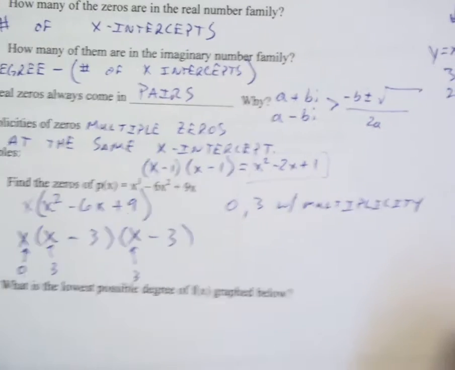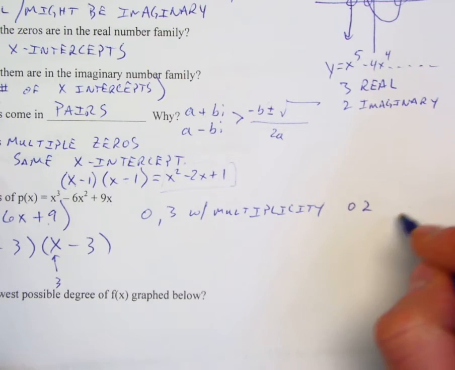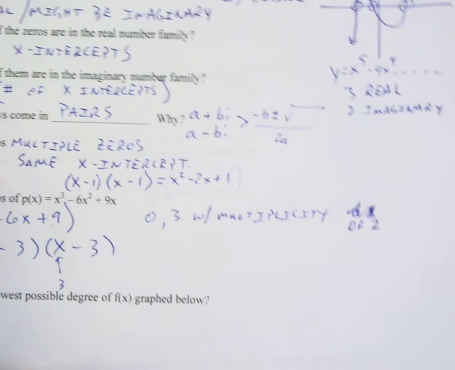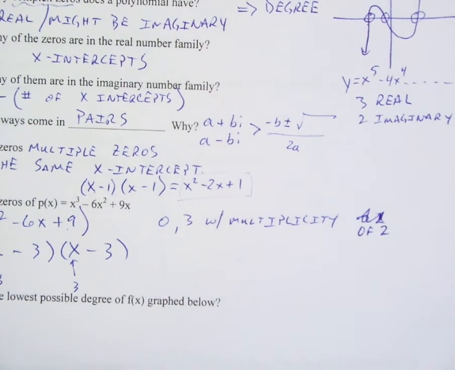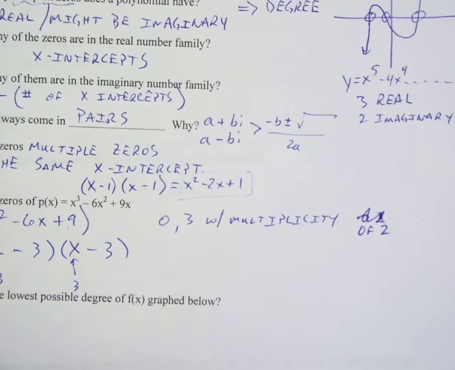With multiplicity of 2, that means that it shows up 2 times. Let's go ahead and take a look at that graph. I'm going to go x power 3 minus 6x squared plus 9x, like that.